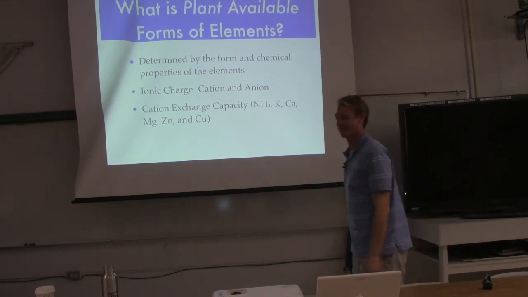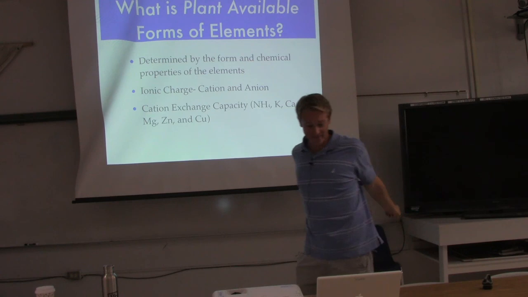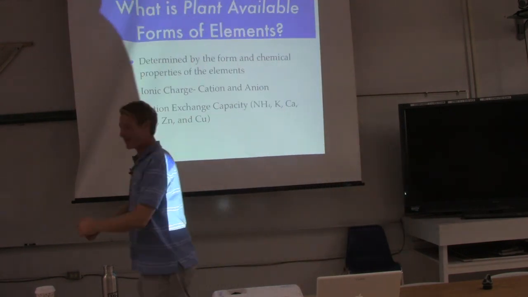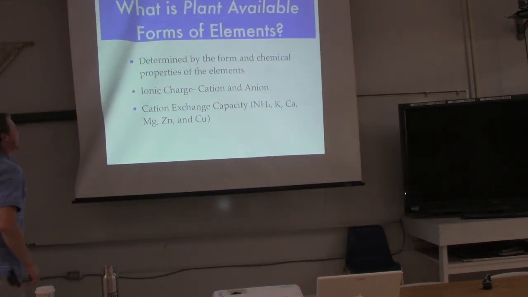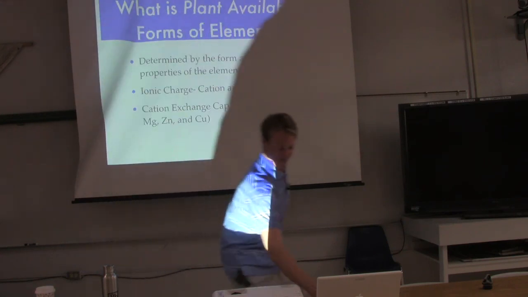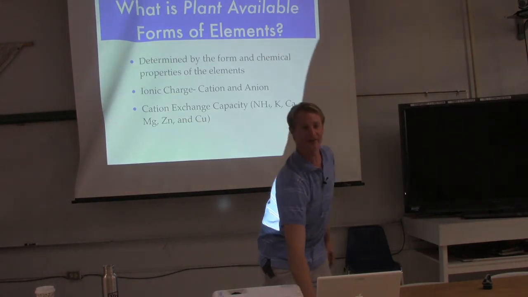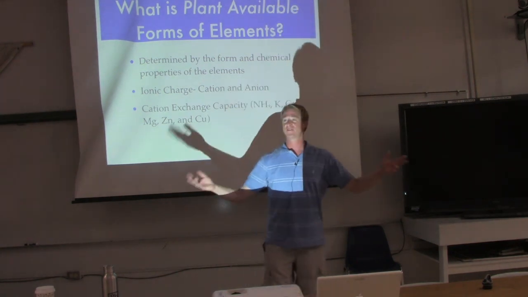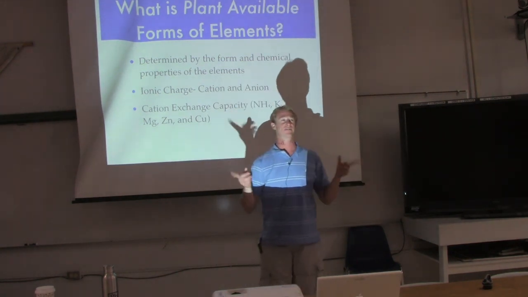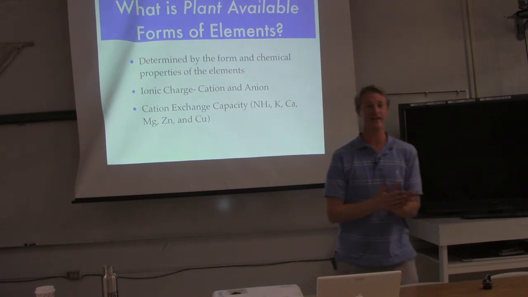Shouldn't need the video. All right. What is plant available forms of elements? Where am I going with this? Let me see. Ionic charge. Okay, you guys want to take a break real quick? Get some blood flowing. I'm going to do this a couple times. We're going to get into the periodic table.